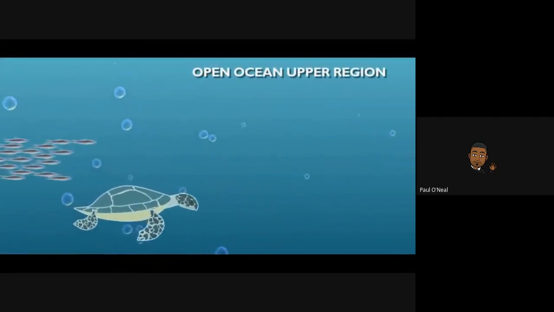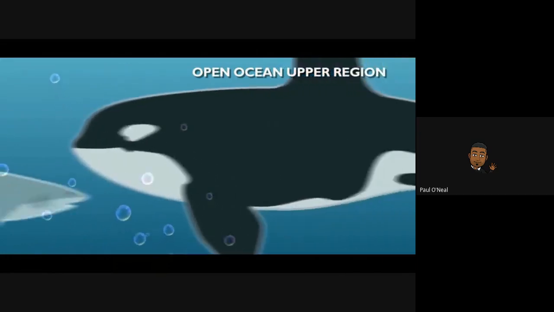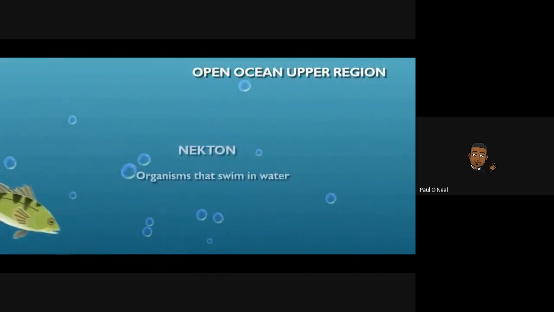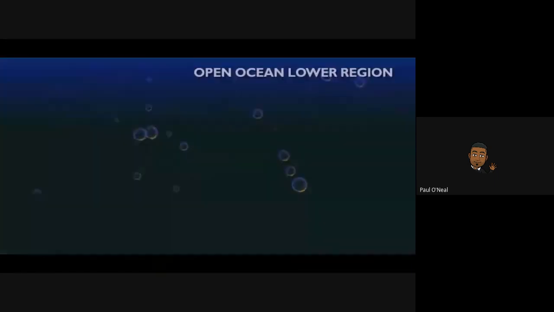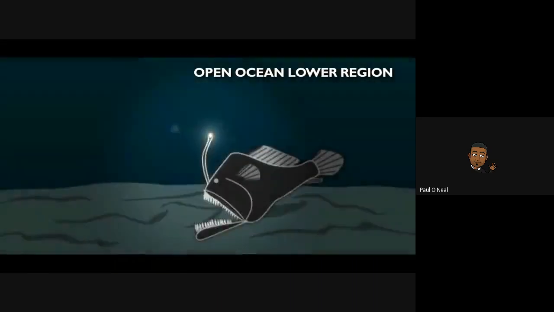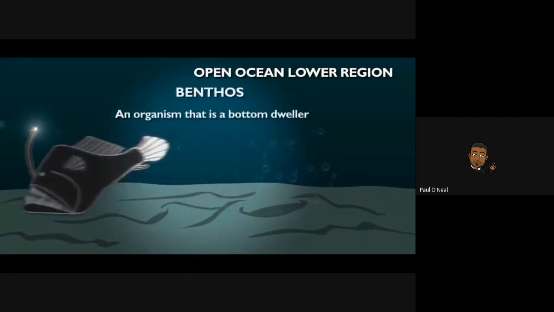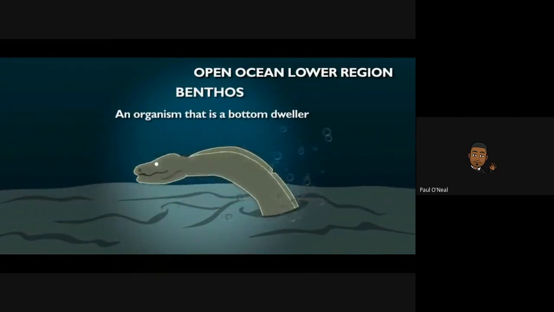Below the intertidal zone is the open ocean upper region. This is where most of the fish you know live, along with turtles, whales, and sharks. These are all called nekton. Nekton are organisms that swim in water. And then there's the bottom. Right. The open ocean lower region is the darkest, coldest zone. Down here in the dark, there are even fish that light up. This is where the benthos live. Benthos are bottom dwellers. Eels and shrimp are benthos.